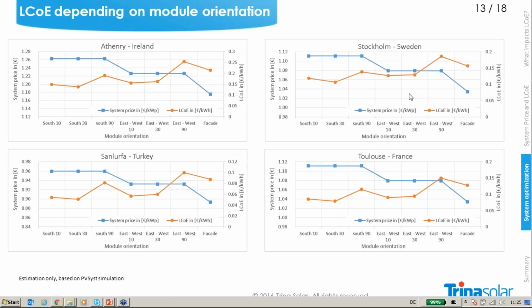Here in this graph we have the system prices for the different locations. I adapted slightly to what I've seen in reports and what is the assumed cost for labor. The lowest system prices are for sure in Turkey, around 90 cents up to 96 cents, and Ireland was the most expensive one, between €1.19 and €1.26. Those are the assumed system prices.